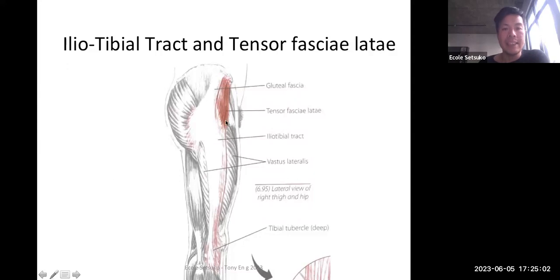Attaches on the ASIS and then into that 1/3 of the ITT. At the ITT it will attach on the medial crest, and then down the lateral part of the leg into the lateral epicondyle of the tibia and the head of the fibula.